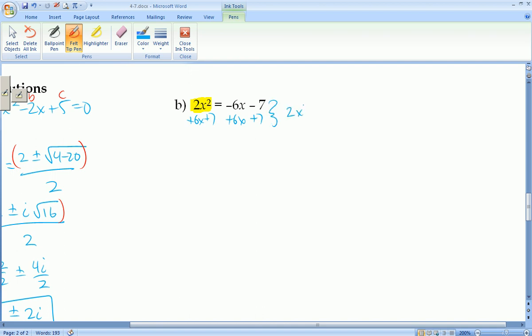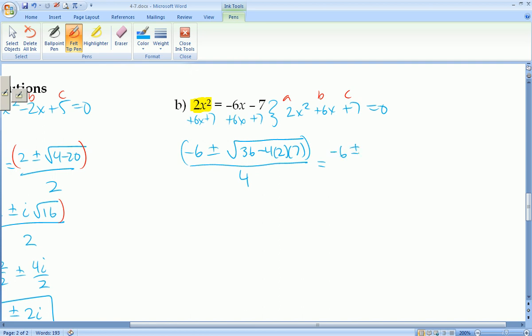Okay, so we have 2x squared plus 6x plus 7 equals 0. Let's identify our A, B, and C. Alright, negative 6 plus or minus the square root of 6 squared, right? Minus 4 times 2 times 7. Everything divided by 2 times 2, which is 4. Okay, don't cancel anything out. None until the very end. None until you simplify the radical.